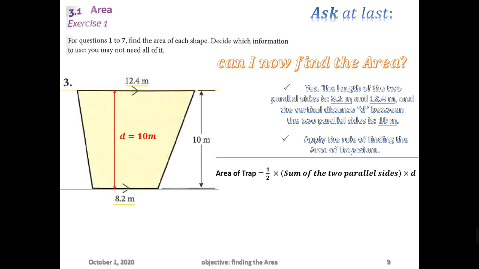So we write the rule and then we substitute in the rule. So it's 1 over 2, in brackets 8.2 plus 12.4. We close the brackets and then times 10 meters. This is now ready to be inserted in the calculator, and if you do so, you're going to end up with 103 meters squared. So the area is always calculated in millimeters squared, centimeters squared, meters squared, and so on.